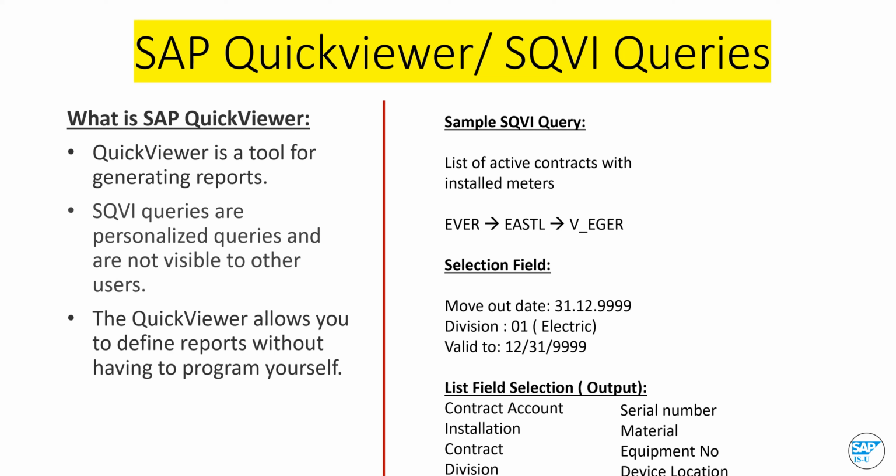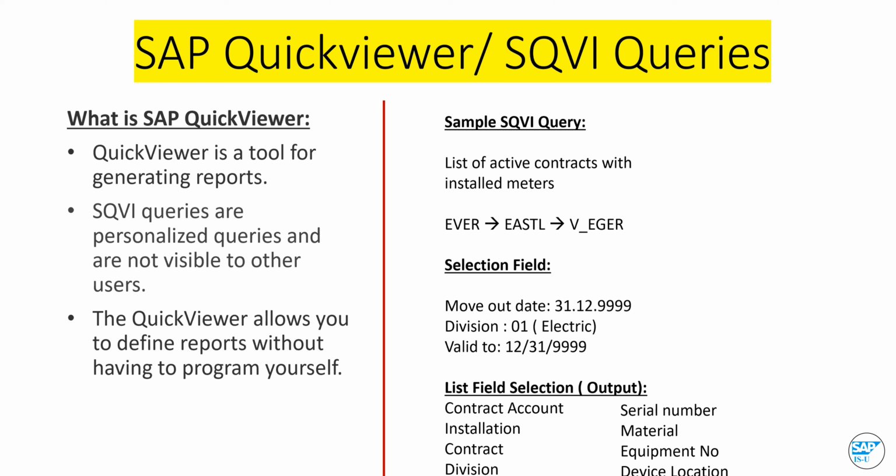So what are the input fields? We'll give, let's say, move out date, because we need an active contract. The person is still staying there. So move out date 31/12/9999. We want only electric meters and valid to 31/12/9999, which is the meter validity, for example. And then what are the fields we want to see? Let's say we want to see contract count, installation, contract, division, serial number, material, equipment number, device location.